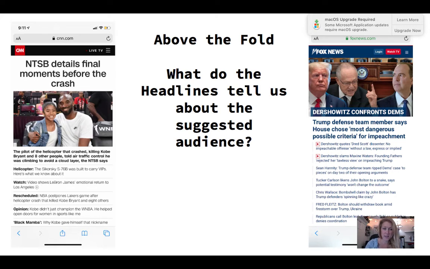We have CNN on our left, depicting the picture of Kobe Bryant and his daughter after their helicopter crash, as well as Fox News depicting the updates on the impeachment. The front pages that feature an article obviously are set to engage their suggested or their expected audience.